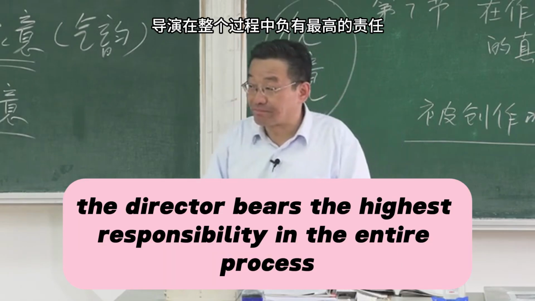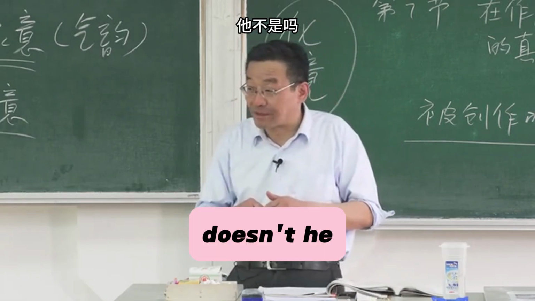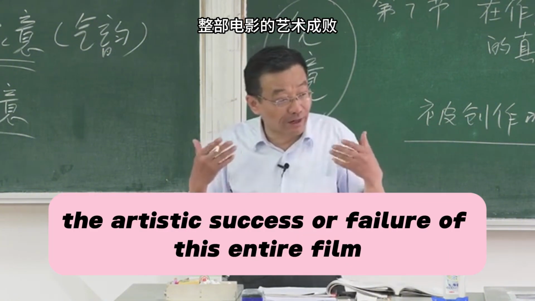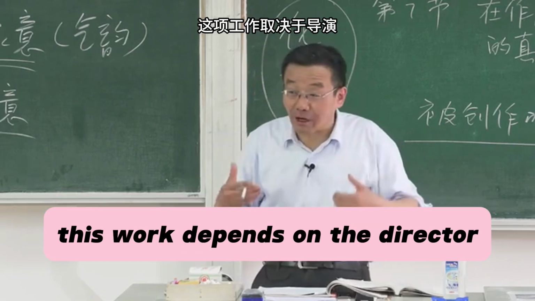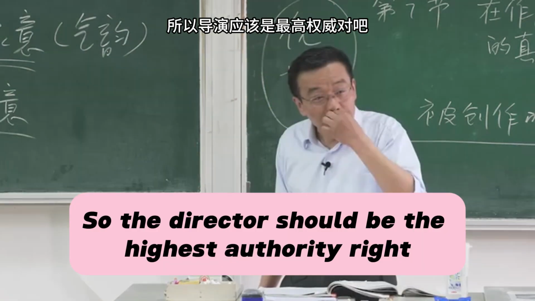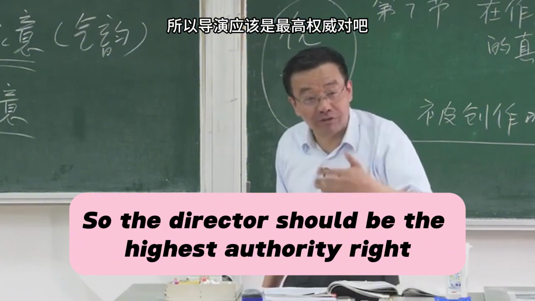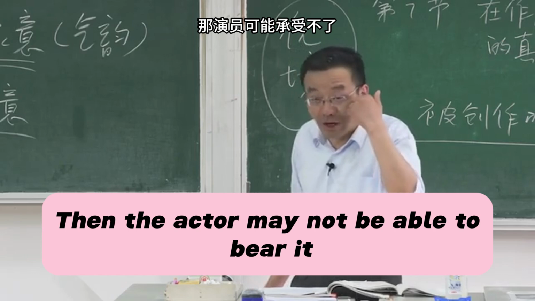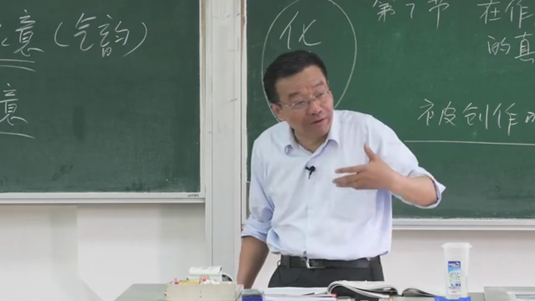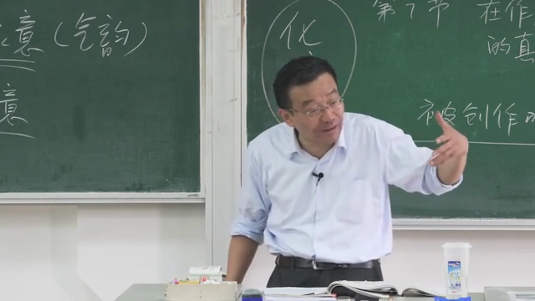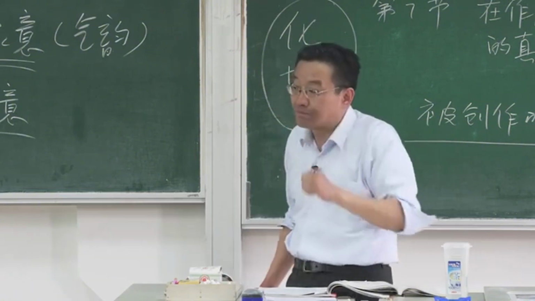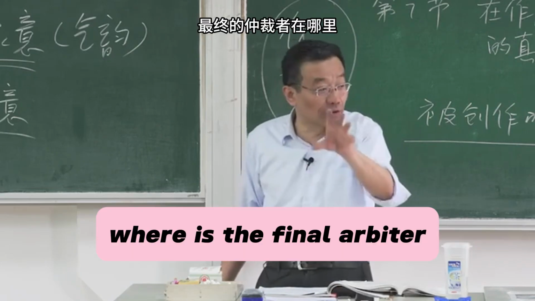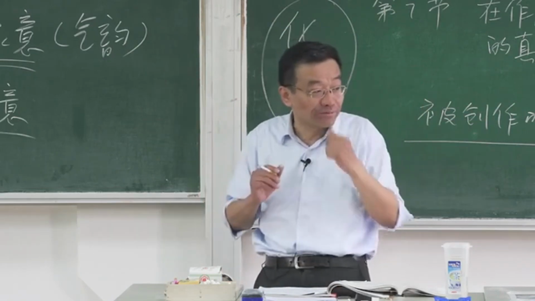The director bears the highest responsibility in the entire process, doesn't he? Because he bears the responsibility, the artistic success or failure of this entire film, this work, depends on the director. So the director should be the highest authority, right? You must listen to me. Then the actor may not be able to bear it, saying I won't act anymore. How do we resolve such a debate? Assuming the director says your understanding is wrong, and the actor tells the director your understanding is wrong, where is the final arbiter? Everyone, think about it.